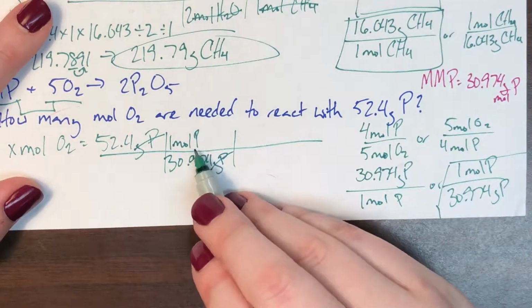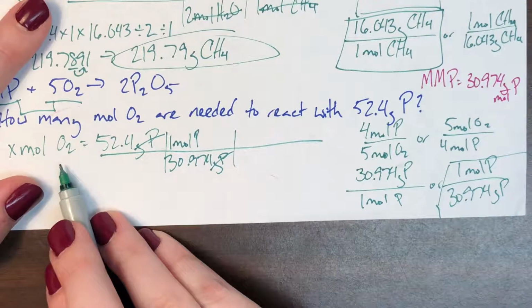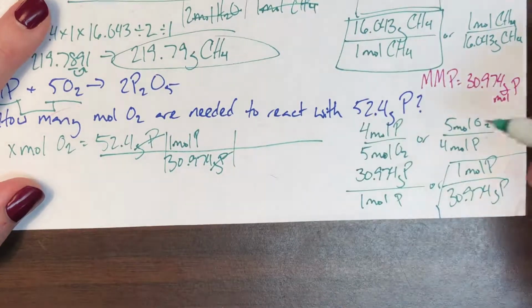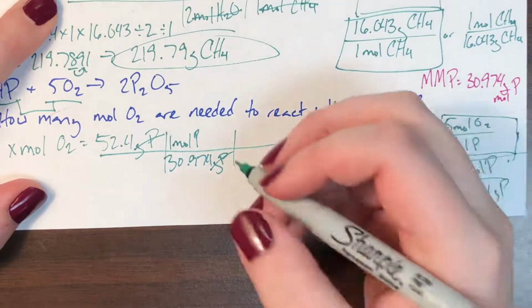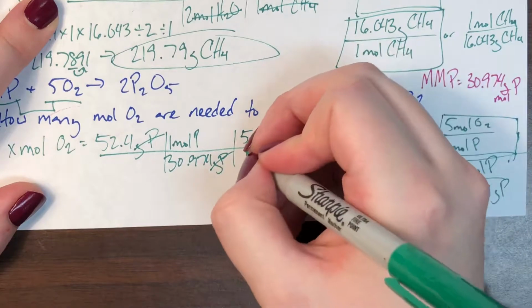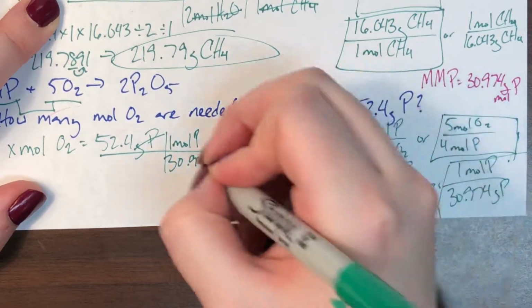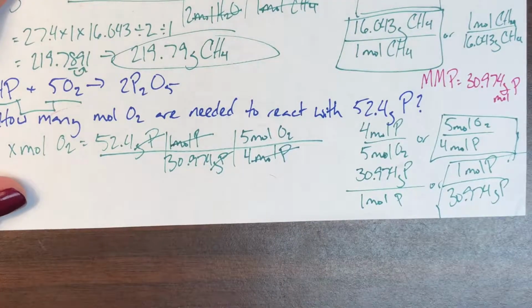Now I'm currently in moles of phosphorus. That's not quite what I wanted. I wanted moles of O2, so I do in fact need that mole ratio. I'm going to pick the version that has moles of phosphorus at the bottom. That's going to be that second version for me, so I'm going to plug it in. So for every 5 moles of O2, I have 4 moles of phosphorus. Moles phosphorus will cancel, leaving me with moles of O2.